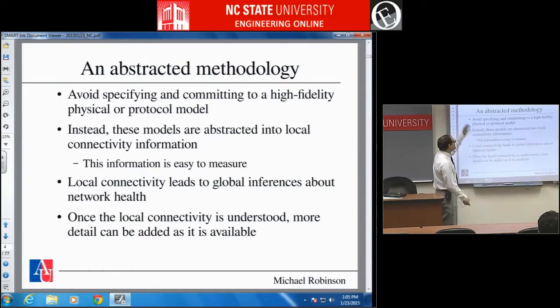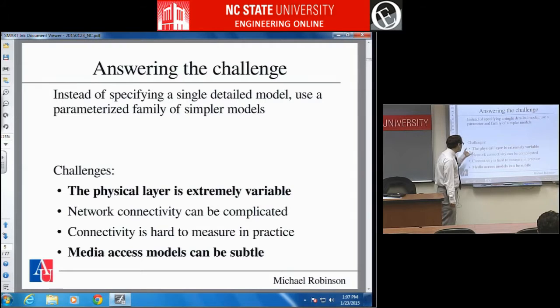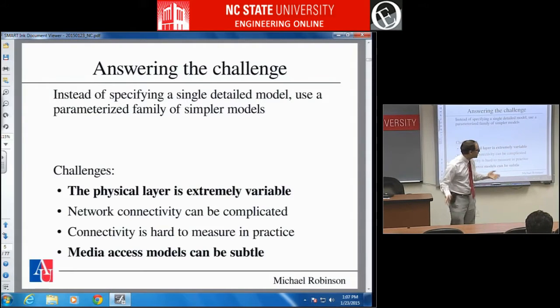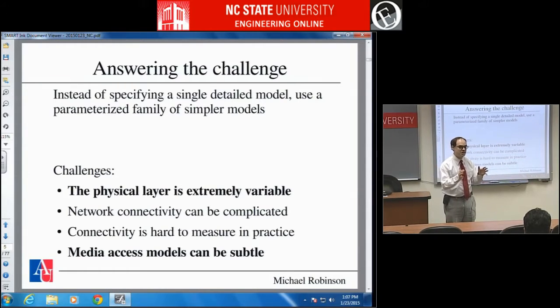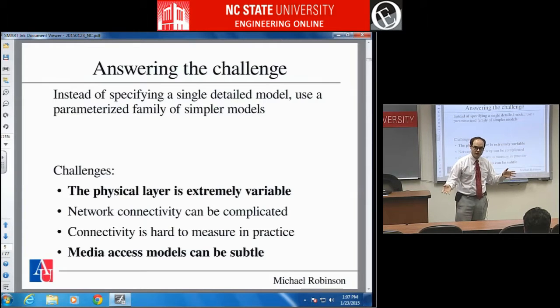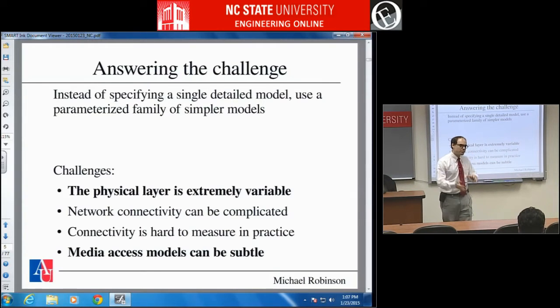Okay, so let's see how this methodology addresses the specific challenges. So the first challenge is the physical layer is extremely variable. Well, rather than specifying a single model, which could be subject to all those variabilities, and rather than specifying, say, I've got some distribution and some kind of stochastic approach, let's take a parameterized family of models. That gives us some flexibility. It says, even though the physical layer is variable, the inferences we'd like to make are robust. This also helps us manage some of the complexity in the media access model. Not all of it, but we'll see exactly what that looks like in a bit.